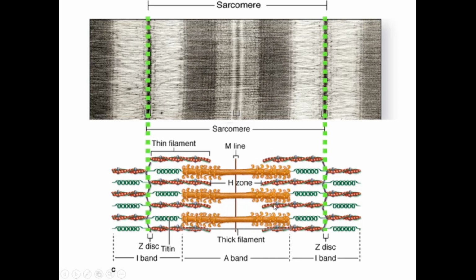For example, here you can see in the Z disc we have some protein that attaches the sarcomeres together. In the I band we have just a thin filament. In the A band we have a thick filament, in addition to overlapping in some part with the thin filament. And in the H zone we have just thick filament. Again, in the M line we have some protein that holds the thick filament in place.